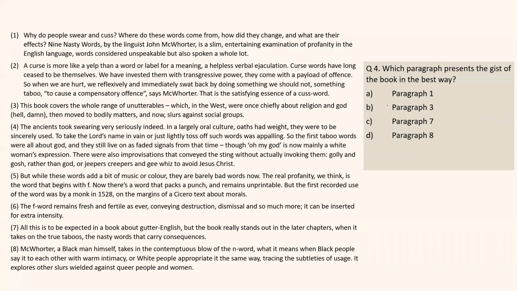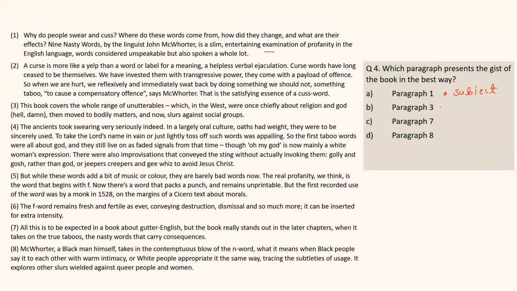Next, which paragraph presents the gist of the book in the best way? Let us look at the gist of the book. Gist of the book means the summary of the book, what the book contains, the entire thing about it. The first paragraph talks about the words which are profane in nature. So definitely this can be one of the answers. It introduces the subject of the book. Paragraph number 3: the book covers the whole range of unutterables, which in the West were once chiefly about religion and God, then moved to bodily matters, and now slurs against social groups.